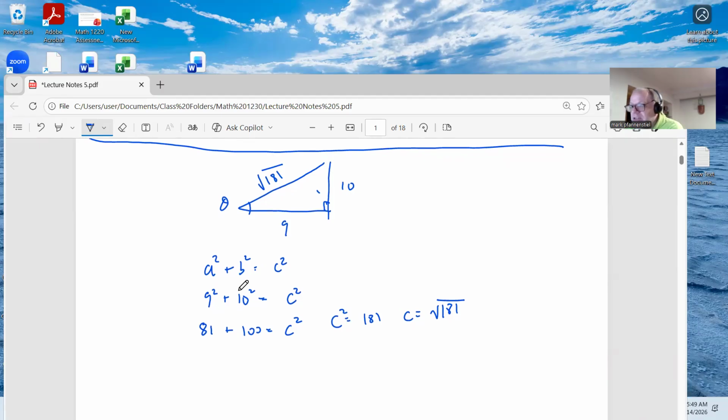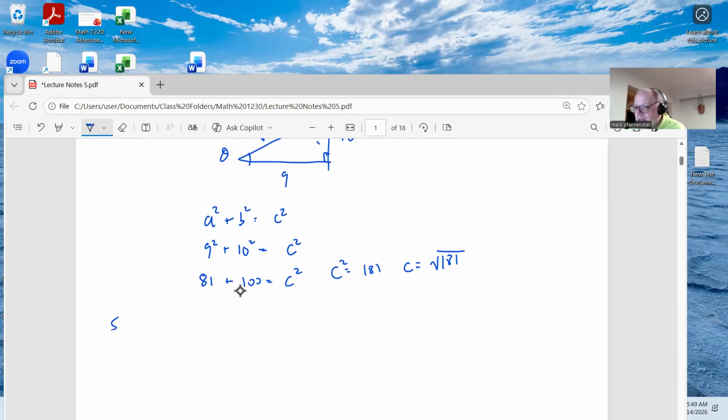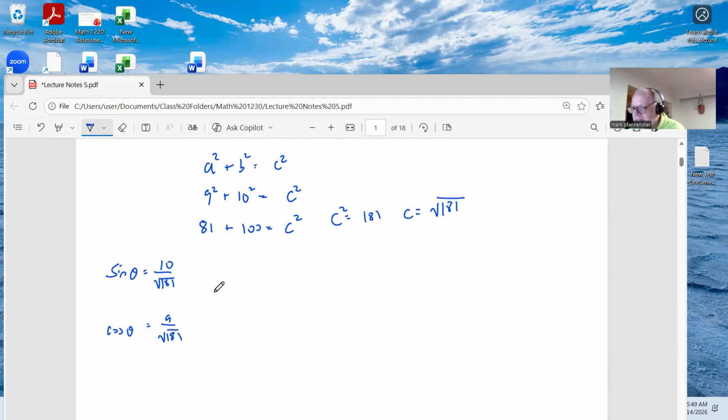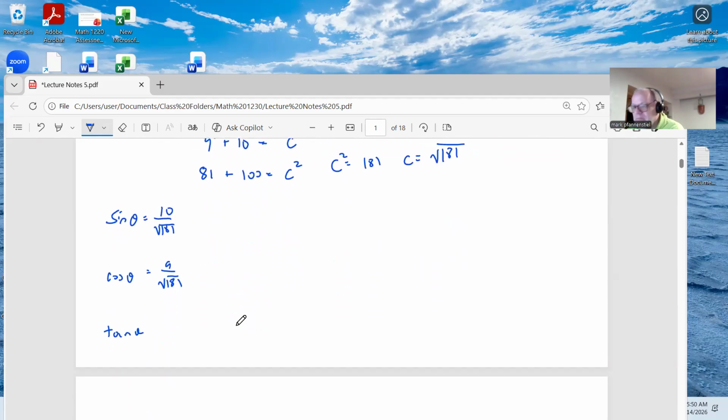And then we're just going to write down the 6 trigonometric ratios here. So we have our sine is going to be 10 over the square root of 181, okay? The cosine of this angle is going to be the adjacent over the hypotenuse. It's going to be 9 over the square root of 181. The tangent is going to be the opposite over the adjacent, which is going to be 10 over 9. That's fine.